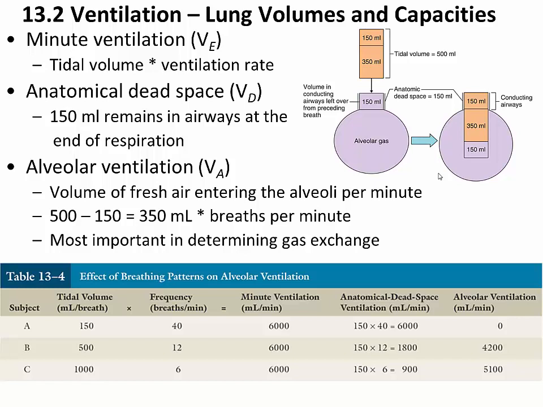What we also notice is that there's an anatomical dead space that's depicted in the diagram at the upper right-hand side of our slide. This anatomical dead space is made up of the trachea and some of the larger bronchi, and the air that's found in the pharynx. And so it's equal to about 150 mils in an average person.